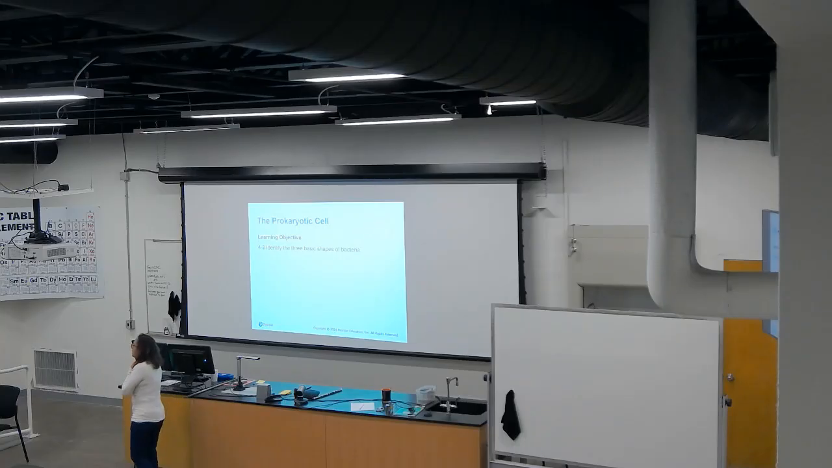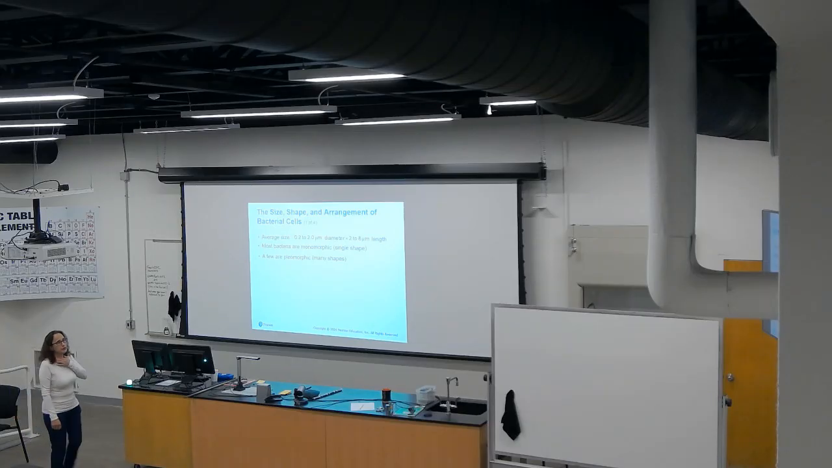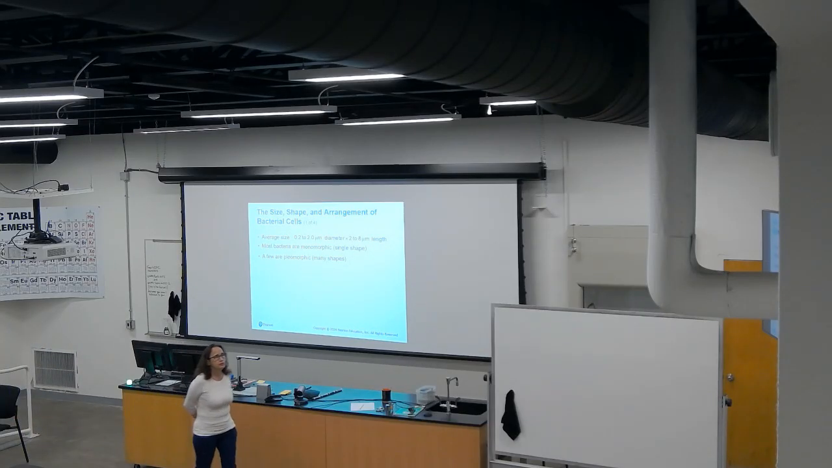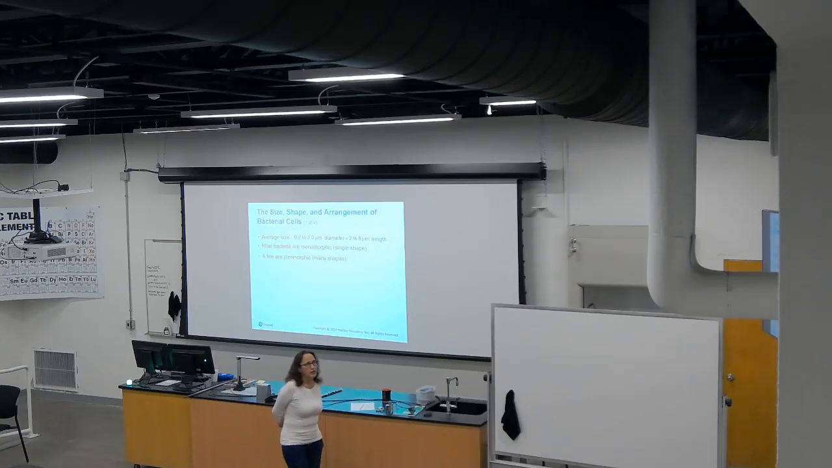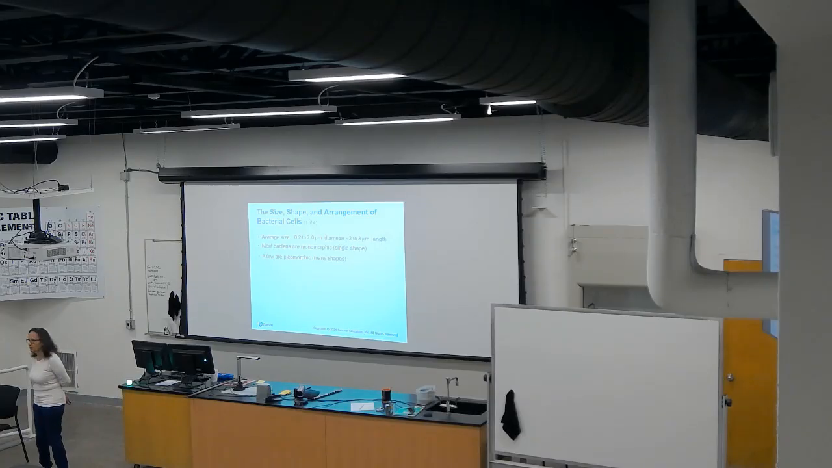So now let's identify the three basic shapes of bacteria. On average, bacteria measure between 0.2 to 2 micrometers in diameter by 2 to 8 in length. Most bacteria have only one shape. This is what we call monomorphic bacteria, and a few of them will be pleomorphic, having more than one shape.